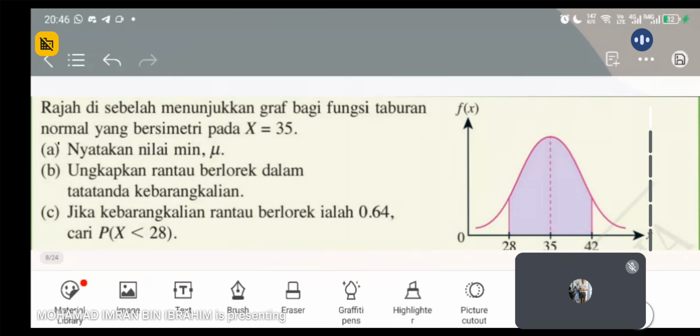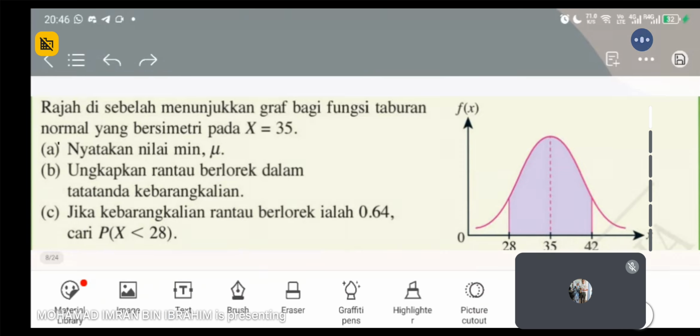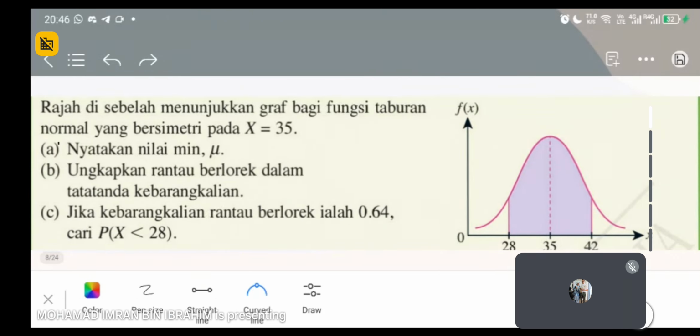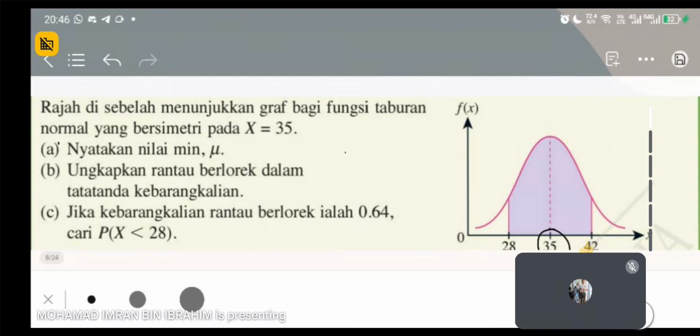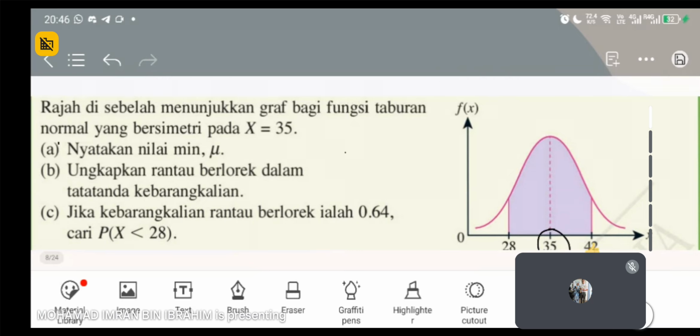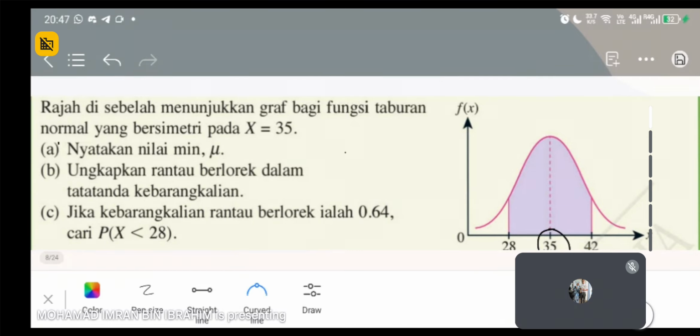Right here we know that the mean is of course 35. Really sorry for this inconvenience guys again. So 35 of course. So that's how you know your mean is actually 35.